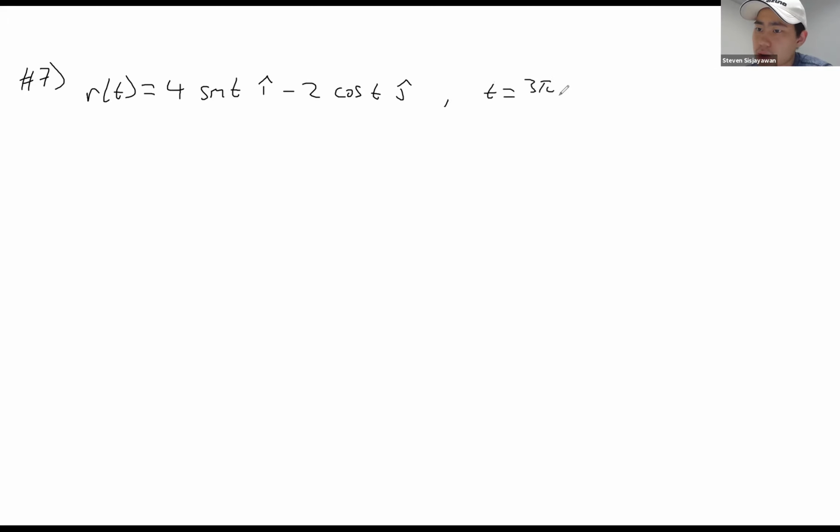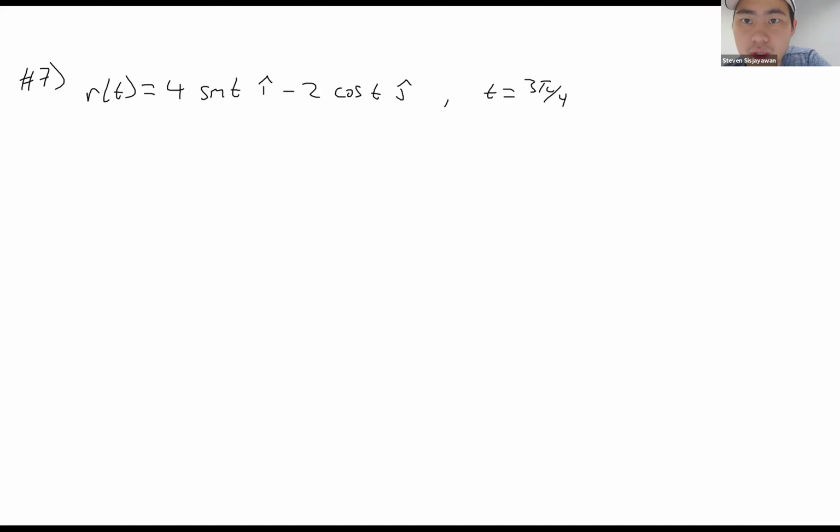So for number 7, they give us r of t equal to 4 sine t i hat minus 2 cosine t j hat, and it tells us that time is equal to 3 pi over 4. All right, so for this question, or wait, no, that's 13.2. Sorry, give me a minute. Not 13.3. Okay, that makes more sense.